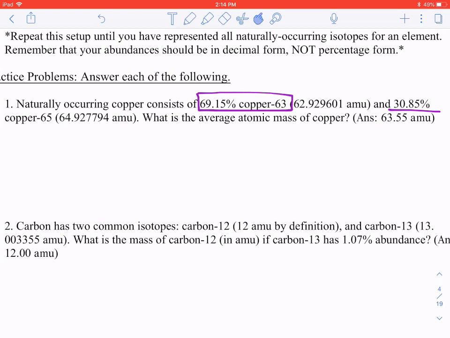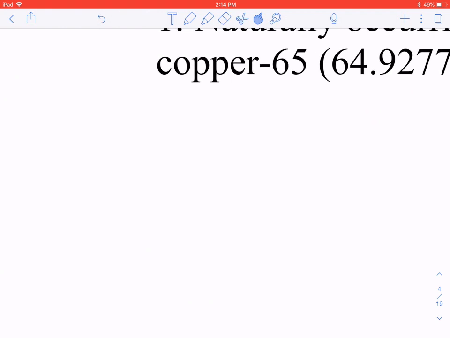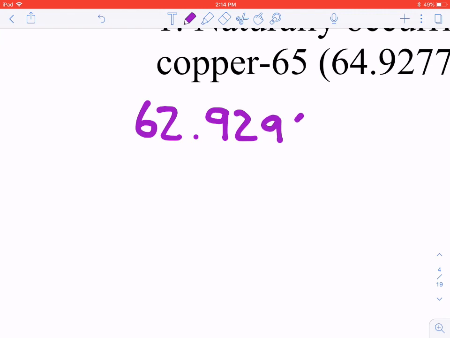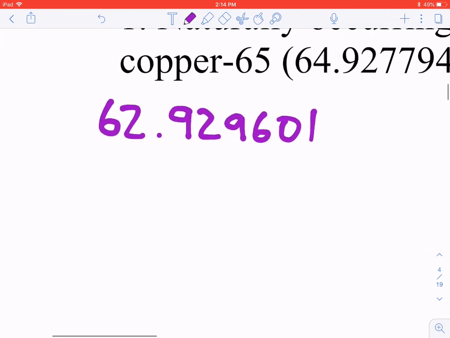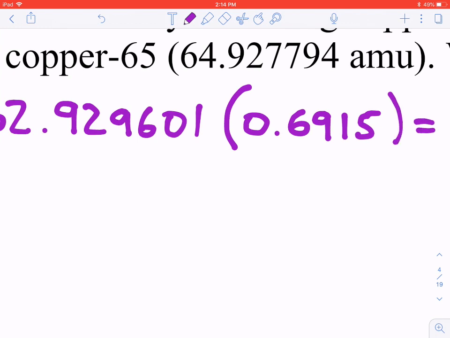You'll also notice they give us very specific masses. So let's deal with that copper-63 first. Copper-63, we're told, actually has a mass of 62.929601. Someone got pretty excited with sig figs. And we were told that it occurs 69.15% of the time. So we're going to take that and turn it into a decimal. 69.15% becomes 0.6915. We'll solve here in a second.